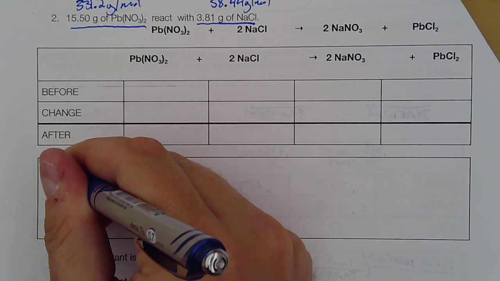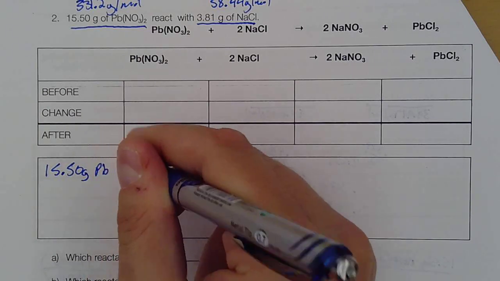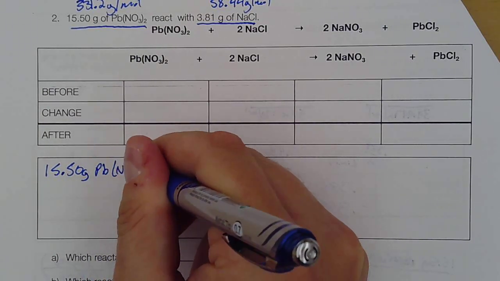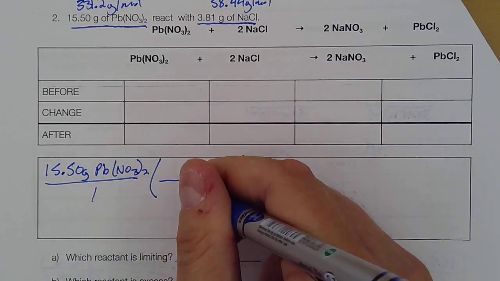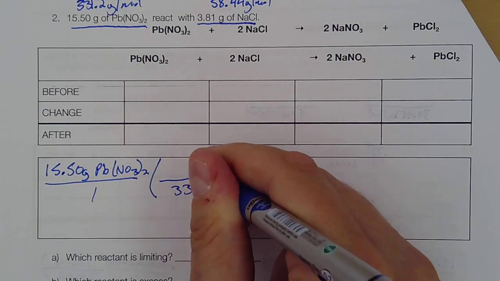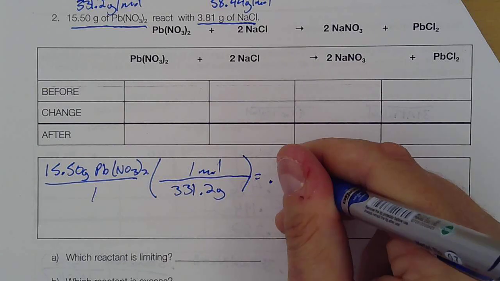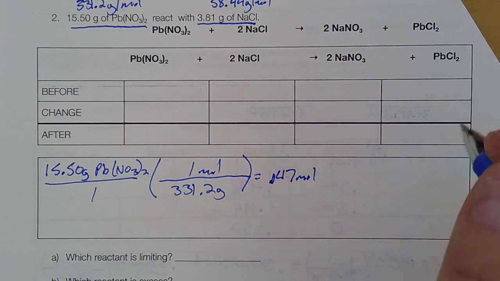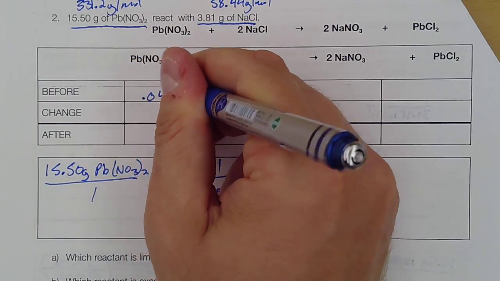So we got our 15.050 grams of Pb(NO3)2, and I have 2 of those NO3. The molar mass for this, so when we do our conversion, is 331.2 grams for every 1 mole. We plug this into our calculator, and we get 0.047 moles. Right, so we're going to pop that into our table, 0.047. That's what I'm starting with.